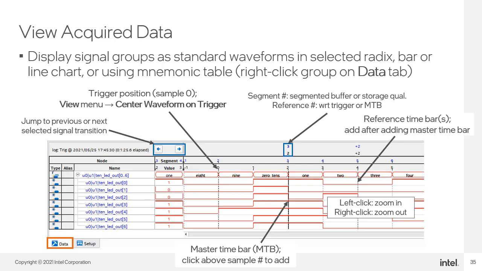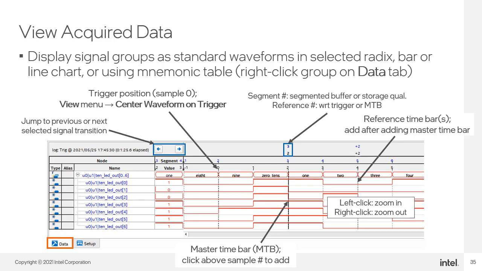By default, the Data tab provides a waveform display of all the data-enabled signals in the node list. Grouped signals have data displayed in a radix of the user's choosing. You can change the radix or view the grouped signal data in different ways, such as a bar or line graph, by right-clicking on the signal group name in the column on the left and selecting a View option.